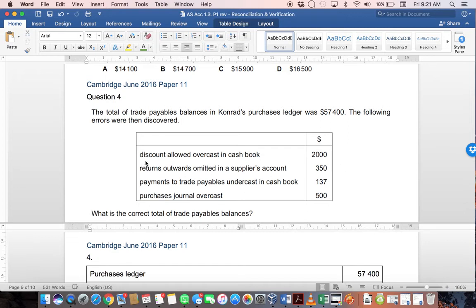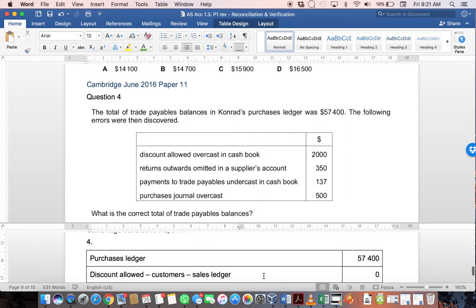We then go and look at each of these amounts. The discount allowed was overcast in the cash book. Overcast simply means it was totaled, but it was totaled as too much. However, discount allowed doesn't relate to my purchases. It relates to my customers and would have gone to the sales ledger, and therefore it actually has no bearing on this question here. It has no effect. We will ignore it.